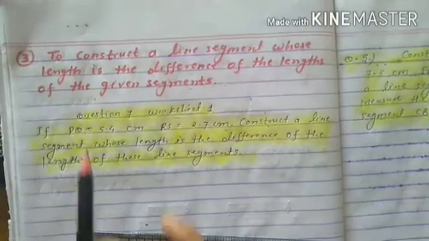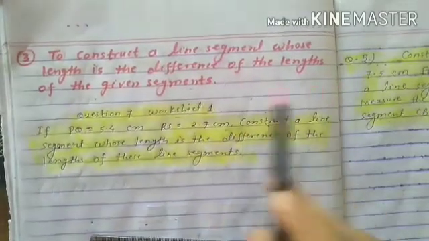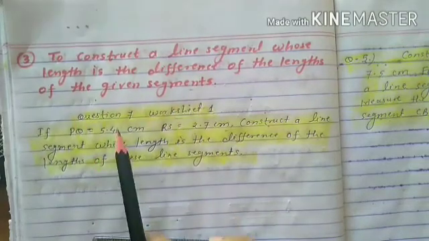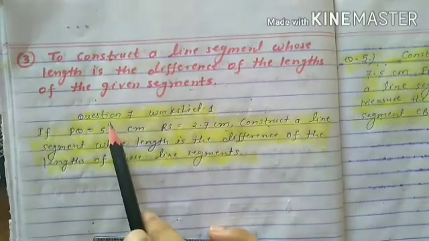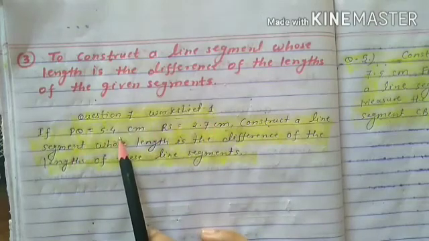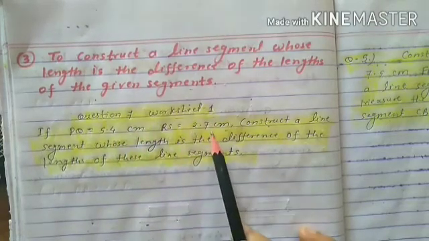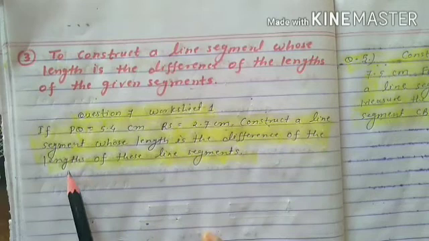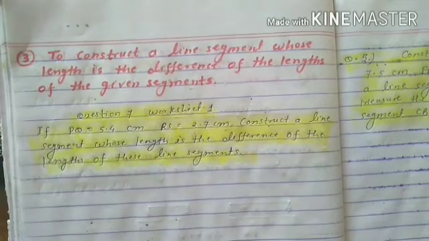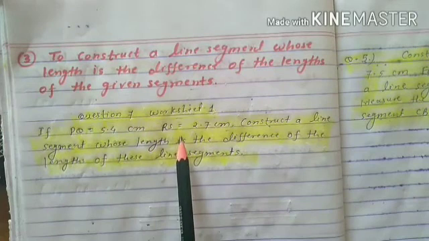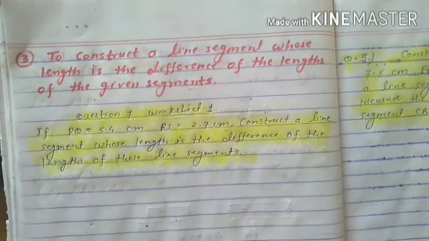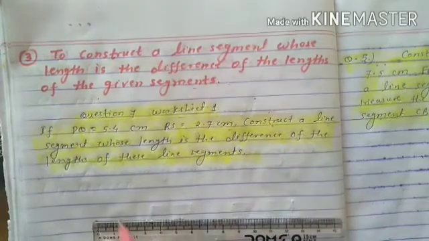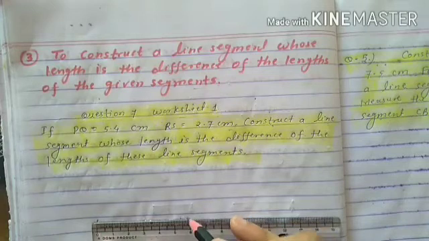Understood? Third, to construct a line segment whose length is the difference of the lengths of the given segments. Let us take one example. Question number 7, worksheet 1. If PQ is equal to 5.4 centimeter and RS is equal to 2.7 centimeter, construct a line segment whose length is the difference of the lengths of these line segments. Here we have to find out PQ minus RS. For this, construct a line segment PQ equal to 5.4 centimeter.